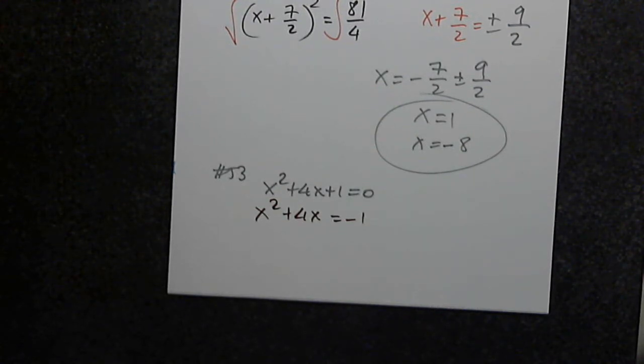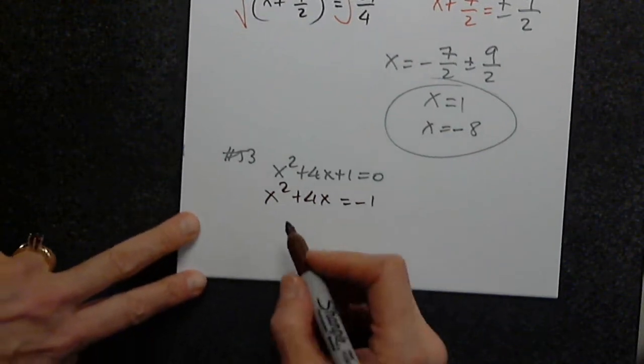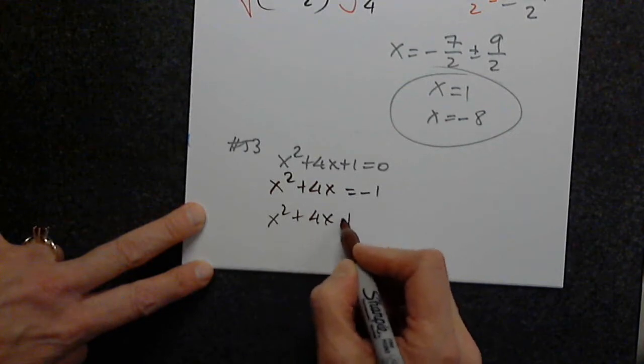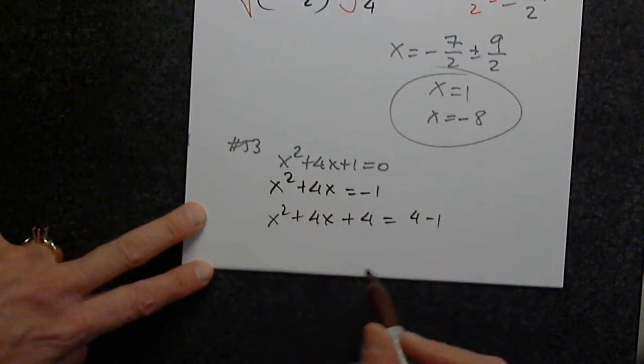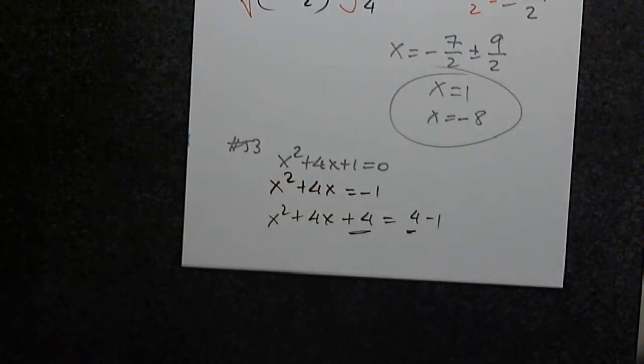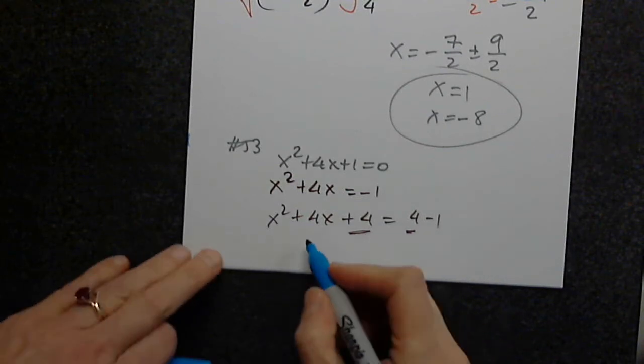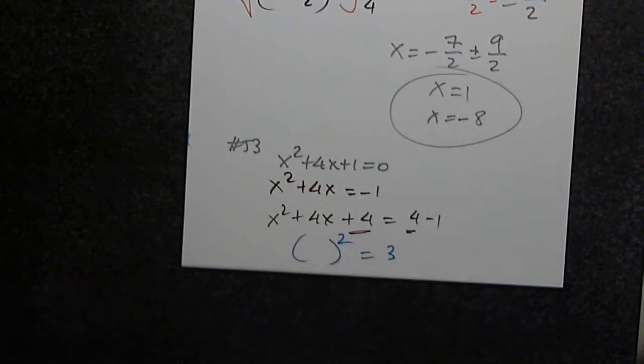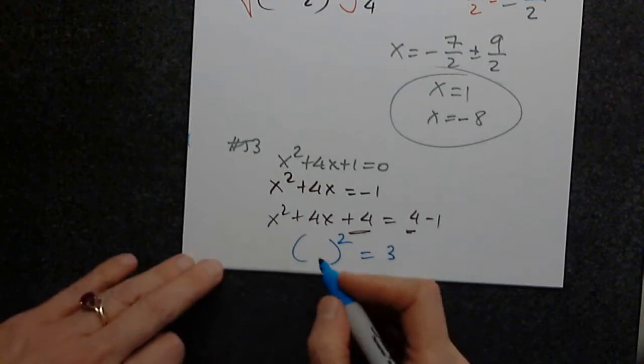2 squared. What do I have to add to both sides? Very good. X squared plus 4x plus 4 equals 4 minus 1. Make sure that you add it to both sides, otherwise it's going to be an error. So now I know the left-hand side. I factored this several times already. I know this is a perfect square. I made it to be a perfect square, so x plus 2 squared.